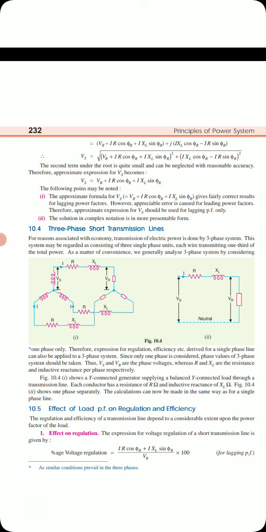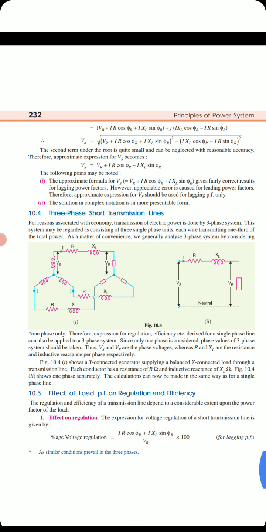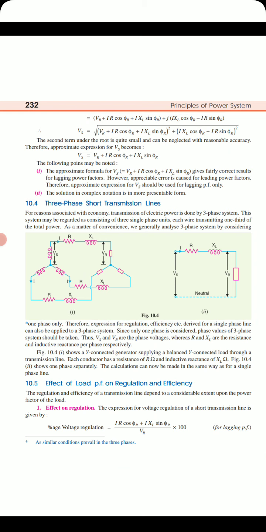As a matter of convenience, in the analysis of a three-phase system generally one phase only is considered. Therefore, the expressions for regulation, efficiency, etc., derived for a single phase also apply to the three-phase system. Since only one phase is considered, the phase values of the three-phase system should be taken. Thus, Vs and Vr are phase voltages only, whereas R and XL are the resistance and inductive reactance per phase values only. So now here one star connected system is shown.